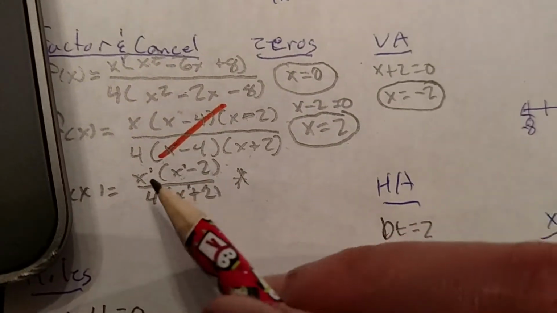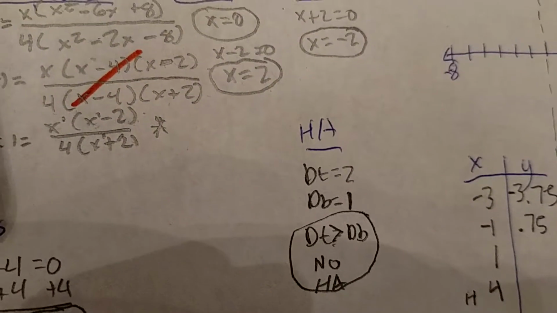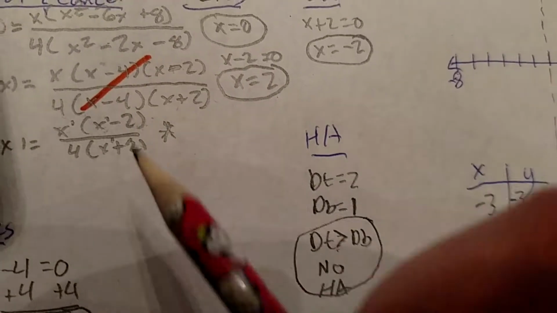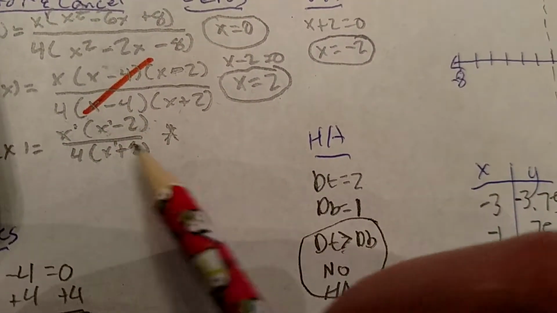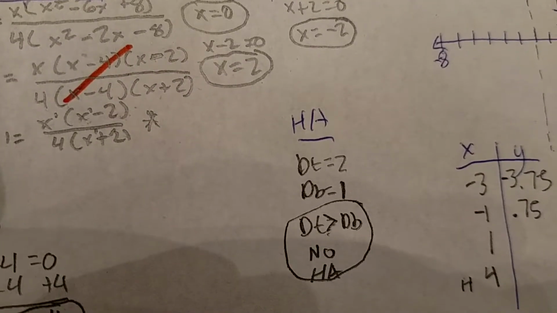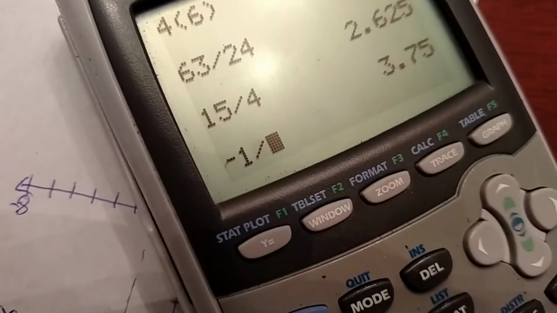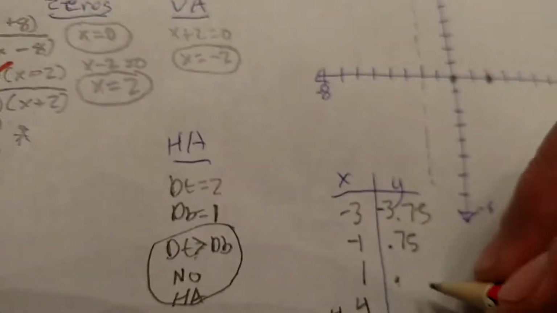1 minus 2 is -1 times 1 is -1. 1 plus 2 is 3 times 4 is 12. So what did I have on top? -1. -1 on top and 12 on the bottom. So what's that going to be? I don't know. -0.08.